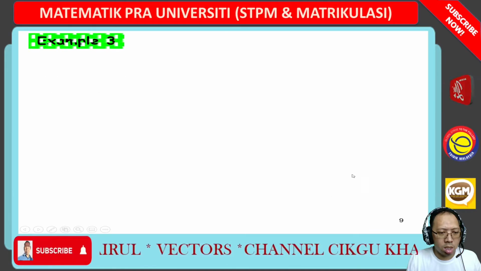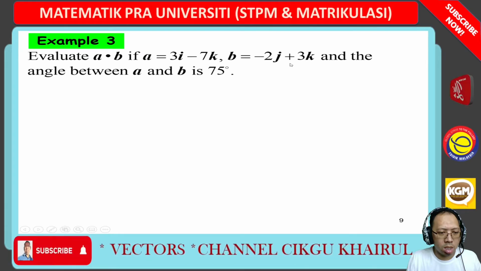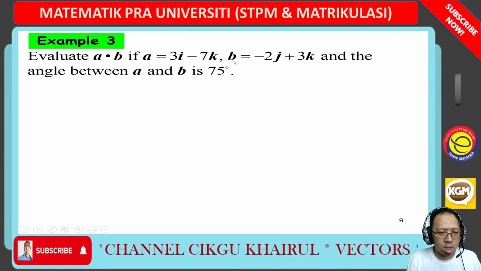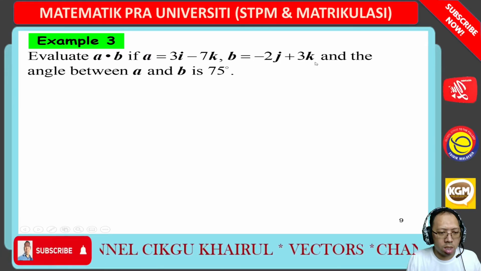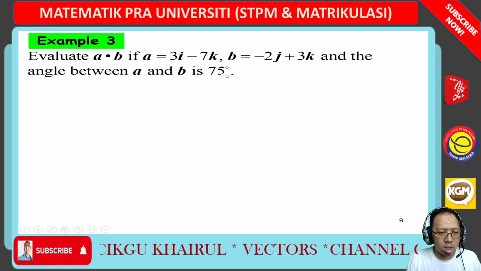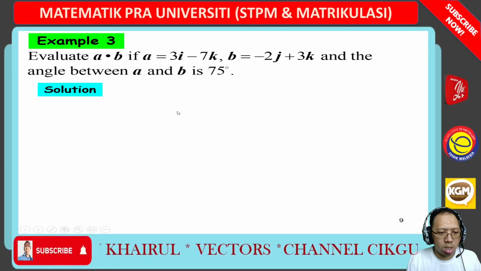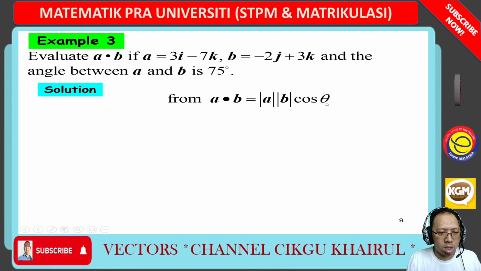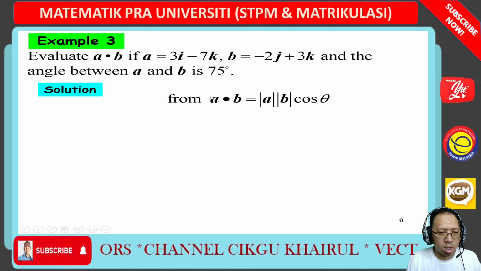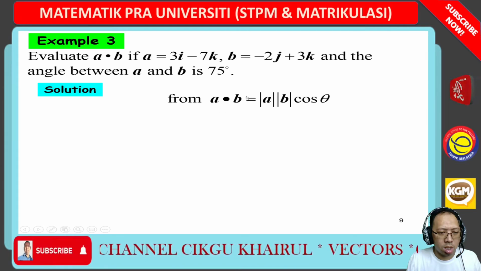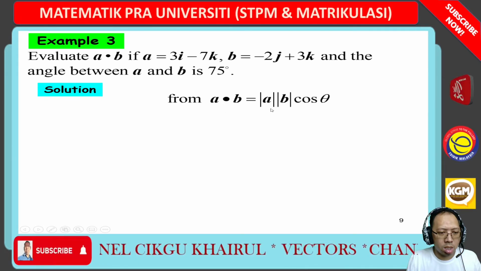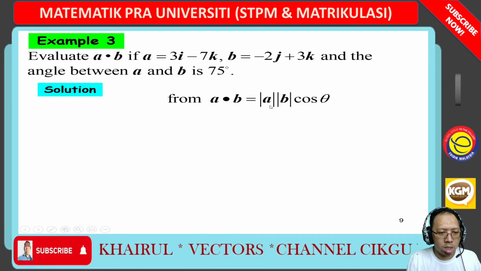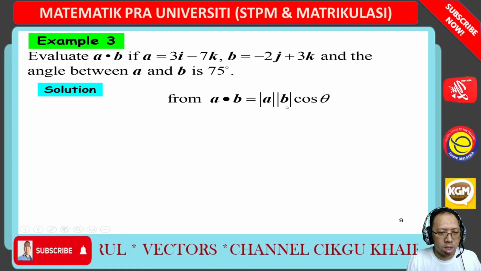Okay, the next example. Let's say we have a and b. Find or evaluate a dot b if a equals 3i minus 7k, b equals negative 2j plus 3k, and the angle between a and b is 75 degrees. According to the formula, dot product a dot b equals magnitude a times magnitude b times cos theta. We need to find the left hand side, the value of a dot b, so we need magnitude a, magnitude b, and cos theta, where theta is given as 75.